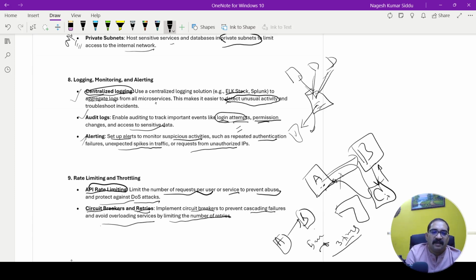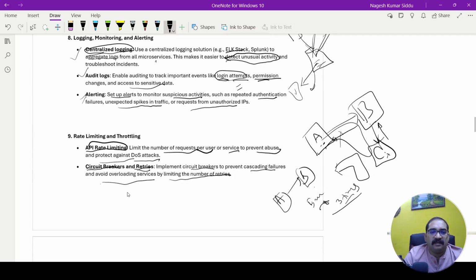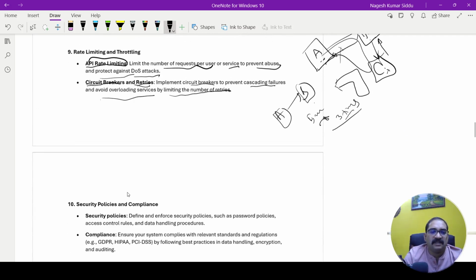So we use these techniques to prevent and recover from overloading and cascading failure scenarios. Now let's go to another point where we talk about security policies and compliance. Security policies define and enforce security policies.